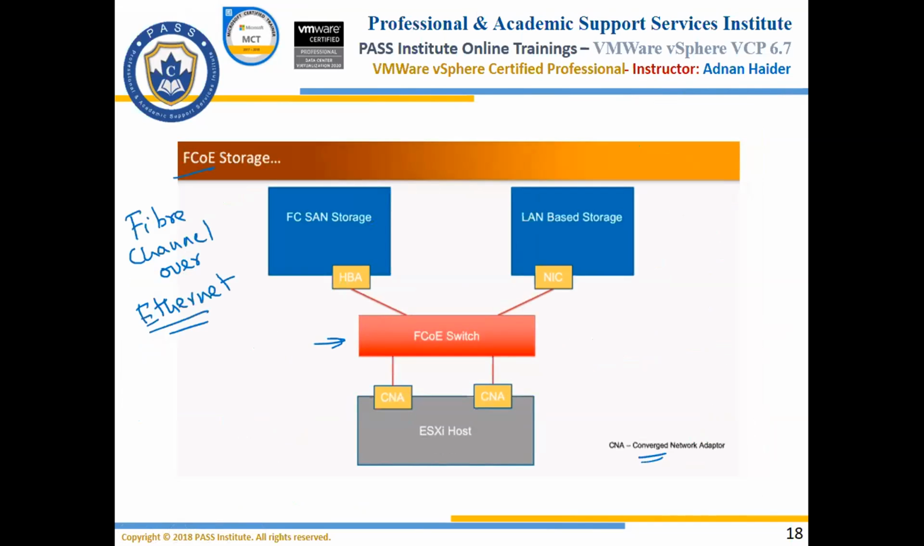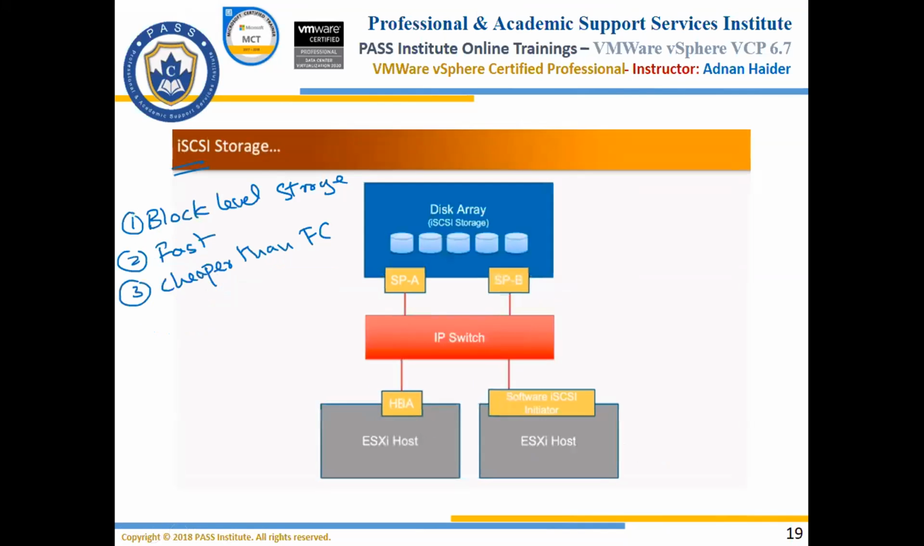Okay. So guys, the next one is FCoE. The only difference between FC and FCoE is that FC is SAN. FCoE is still a SAN, but it will be connected over a normal network. So always remember, Ethernet is always known as normal network. Whereas the third type of storage is iSCSI storage.